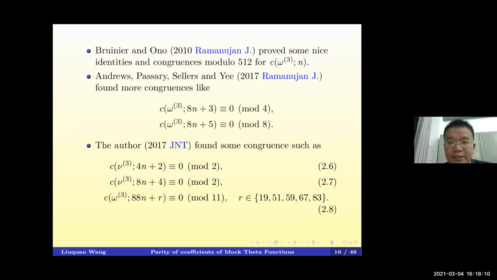In 2017, Andrews, Passary, Sellers, and Yee found more congruences for the coefficients modulo 4 and 8. And I found some similar congruences modulo 2 and 11. And I think the modulo 11 congruence is quite interesting because Ramanujan's congruences are modulo 5, 7, and 11. So I think finding congruences modulo 11 is quite interesting, at least for me.